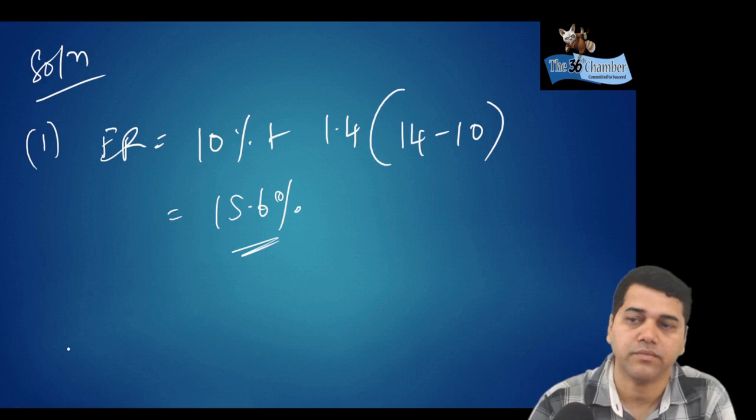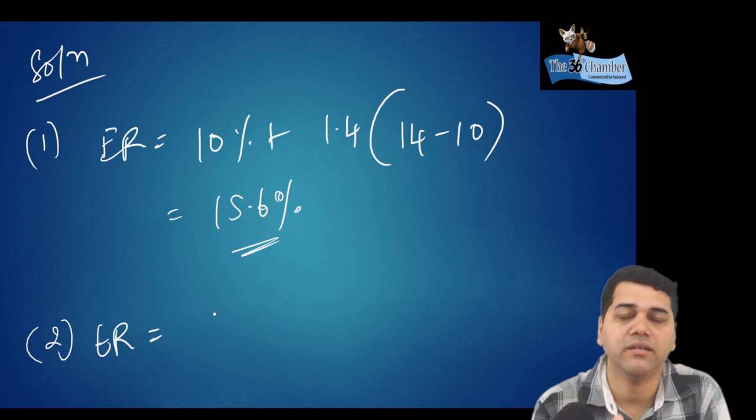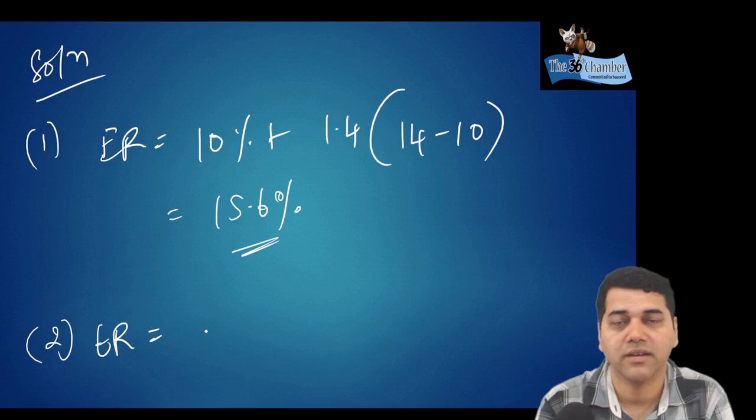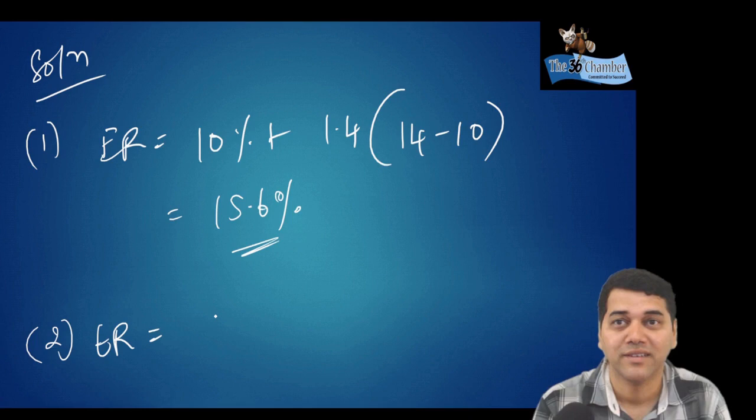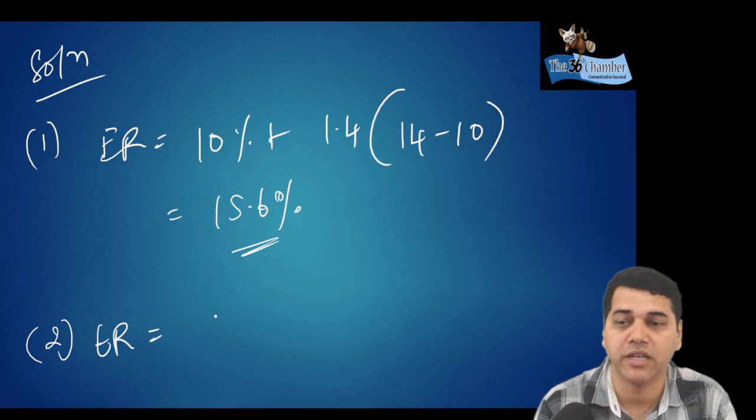Second scenario, expected return is equal to: did your risk-free return change? What if they say inflation changes? You remember there was one problem, 9%, inflation changed by 2%, in security valuation. So in that, inflation we added to RF also. So you have to be careful what they are trying to tell. No, my RF didn't change, so it remains 10% only.